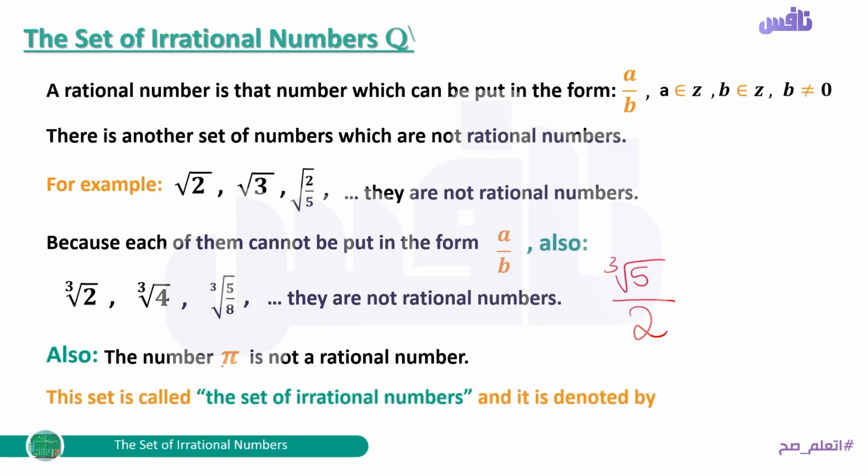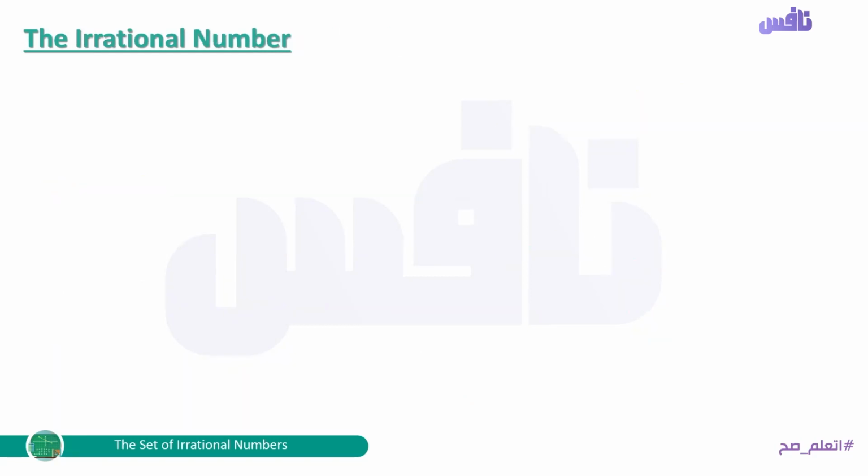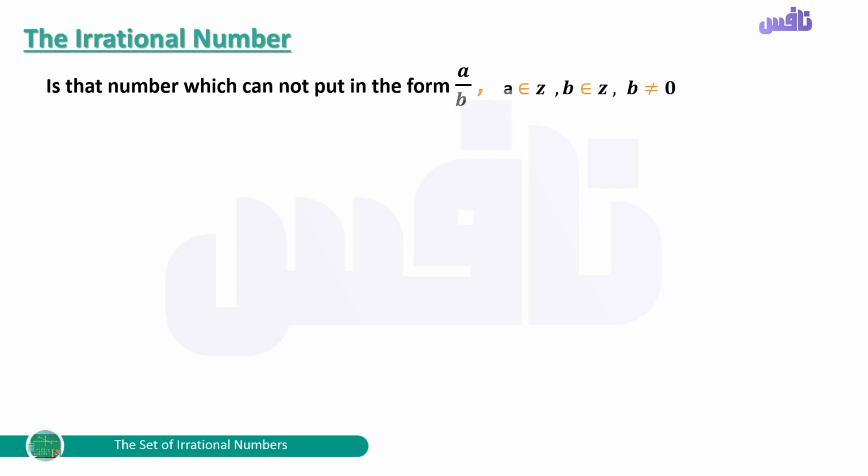طيب الست الجديدة set of numbers اللي هي not rational is called what? Is called the set of irrational numbers. Its symbol is، احنا عارفين ان السيت اوف rational numbers السيمبل بتاعها Q، يبقى السيت اوف irrational numbers السيمبل بتاعها Q dash. Now we can define the irrational number as that number which cannot be put in the form A over B, where A belongs to Z, B belongs to Z, B not equals 0.